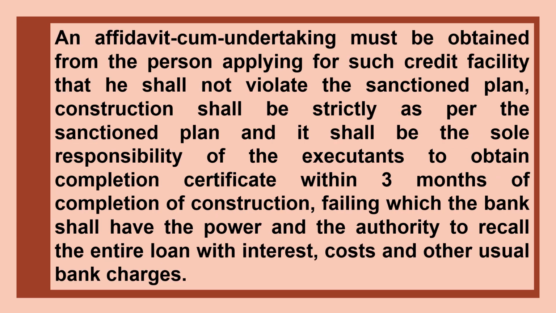An affidavit cum undertaking must be obtained from the person applying for such credit facility that he shall not violate the sanctioned plan. Construction shall be strictly as per the sanctioned plan, and it shall be the sole responsibility of the executants to obtain completion certificate within 3 months of completion of construction, failing which the bank shall have the power and the authority to recall the entire loan with interest, costs, and other usual bank charges.